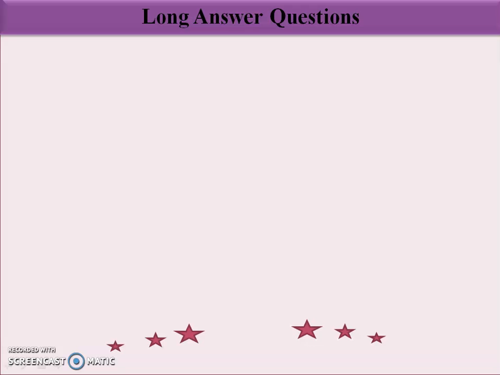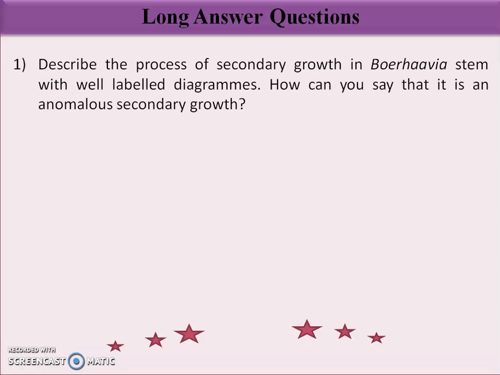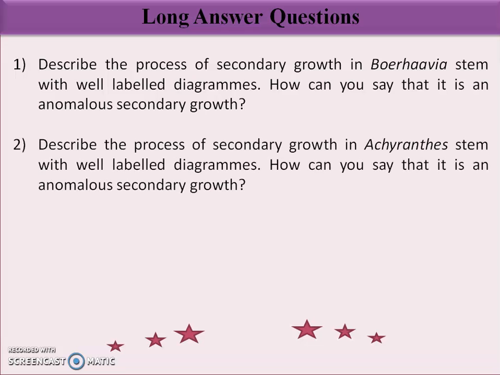And in the last, long answer questions, and you have to give answer in detail. And the questions are: describe the process of secondary growth in Boerhavia stem with well labeled diagrams. How can you say that it is an anomalous secondary growth? Second question is: describe the process of secondary growth in Amaranthus stem with well labeled diagrams. How can you say that it is an anomalous secondary growth?